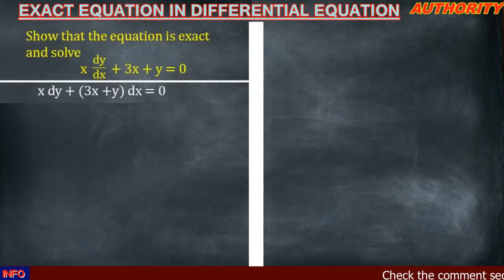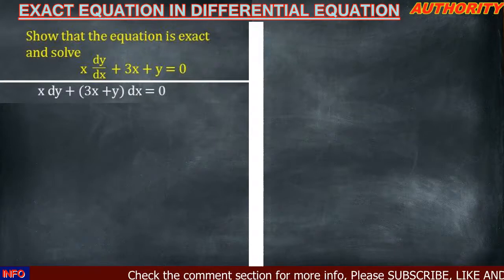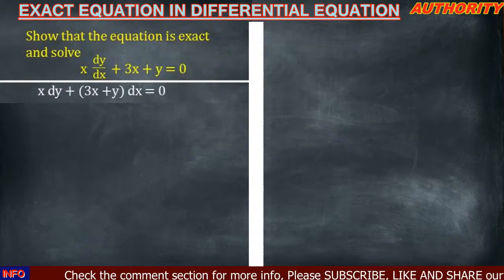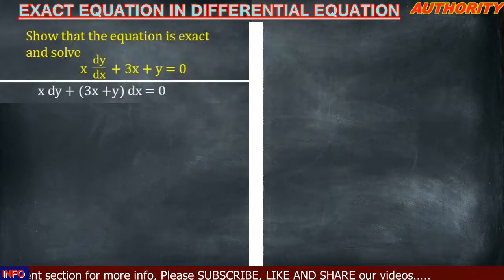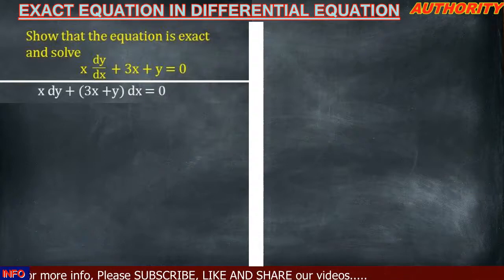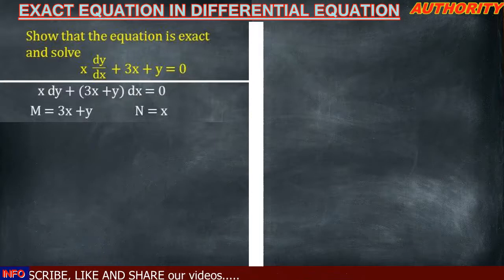Now, the side that is having dx, we're going to call it a letter, and the side that is having dy, we're going to call it a letter. So the side that is having dx, we call it M, and the side that is having dy, we call it N. So here we're going to say that M is equal to 3x plus y and N is equal to x.